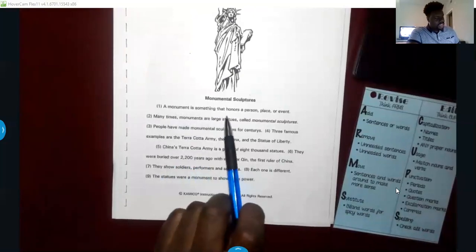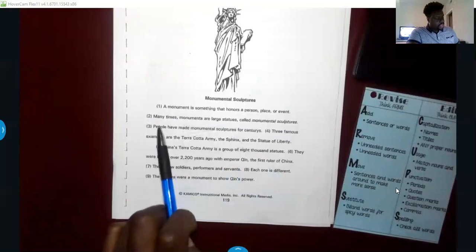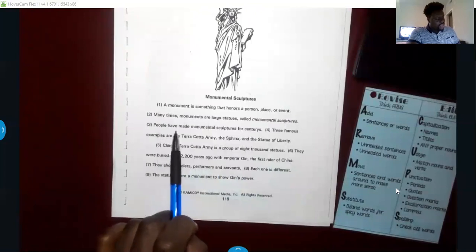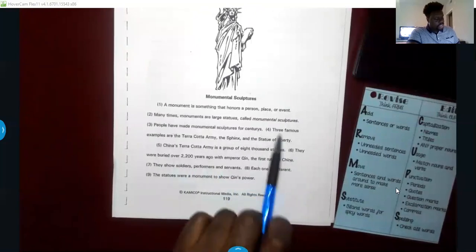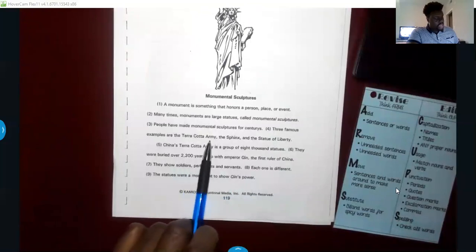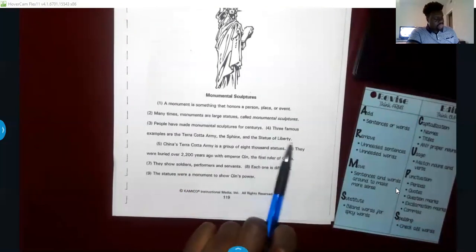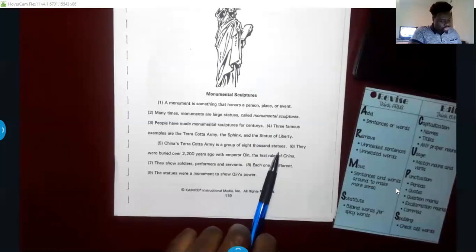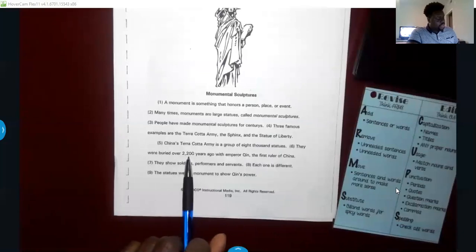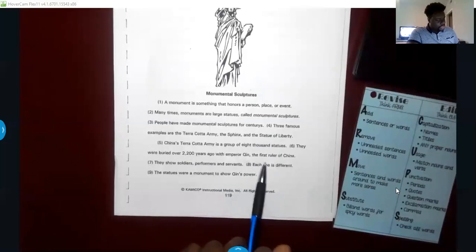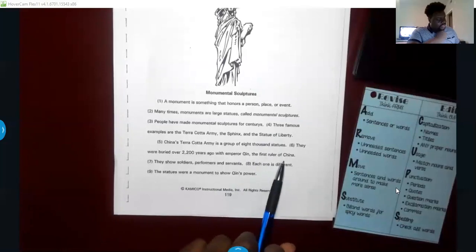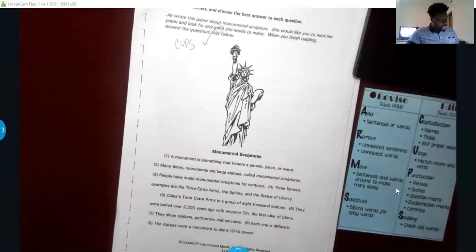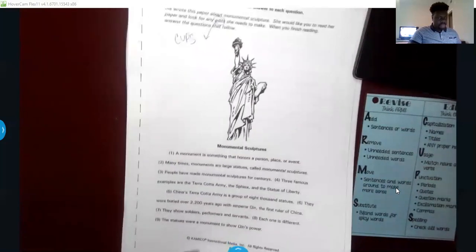A monument is something that honors a person, place, or event. Many times, monuments are large statues called monumental sculptures. People have made monumental sculptures for centuries. Three famous examples are the Terracotta Army, the Sphinx, and the Statue of Liberty. China's Terracotta Army is a group of 8,000 statues. They were buried over 2,200 years ago with Emperor Qi, the first ruler of China. They show soldiers, performers, and servants. Each one is different. The statues were a monument to Qi's power.